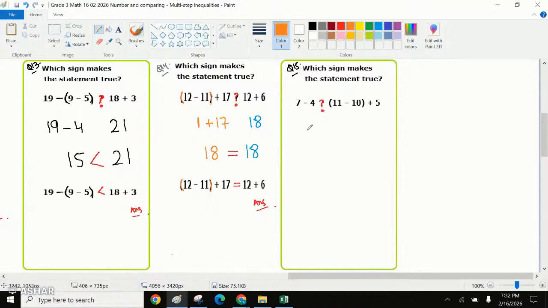Seven minus 4 was 3. 11 minus 10 is 1 plus 5. And we have 3 and 6.